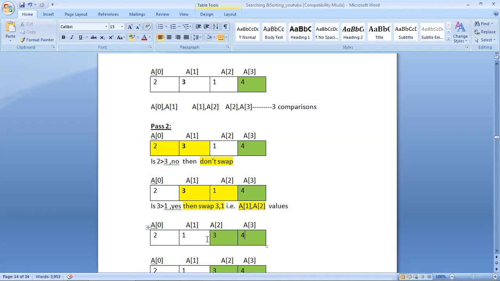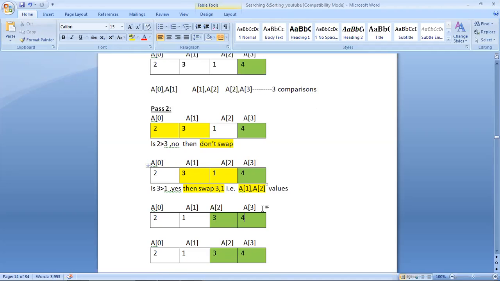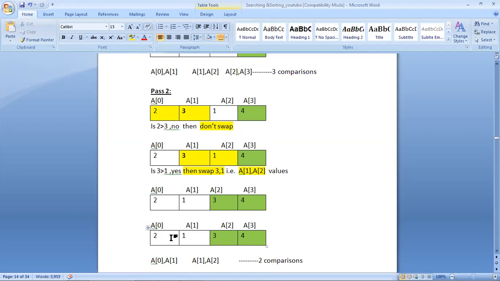Now you need not compare the next adjacent pair, that is 3 and 4. Why? Because 4 is already at its correct position. So you need not compare the third and fourth values. After pass 2, the array values are 2, 1, 3, 4. If you carefully observe, after pass 2 the last two values of the array, 3 and 4, are already in their correct positions.